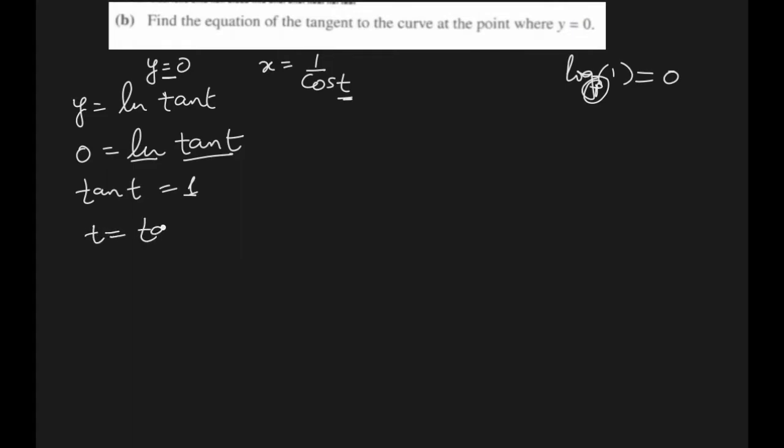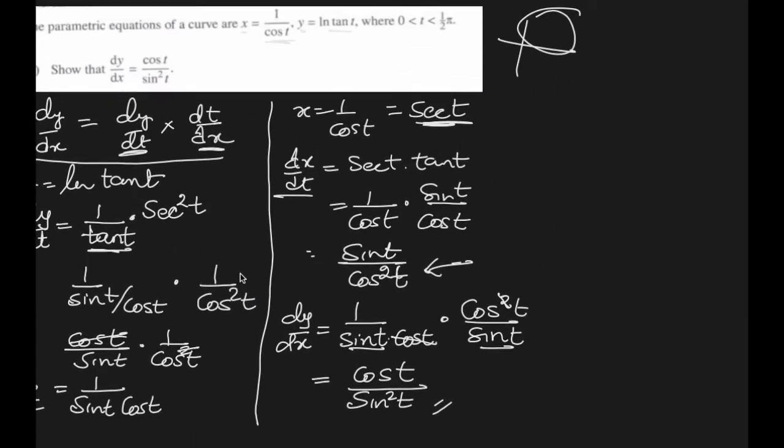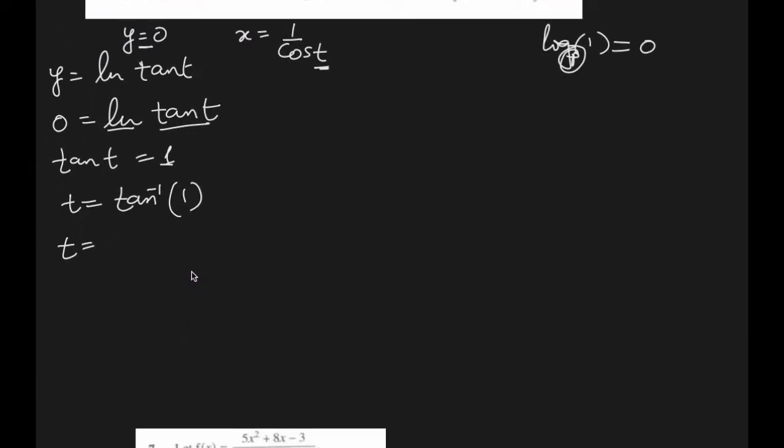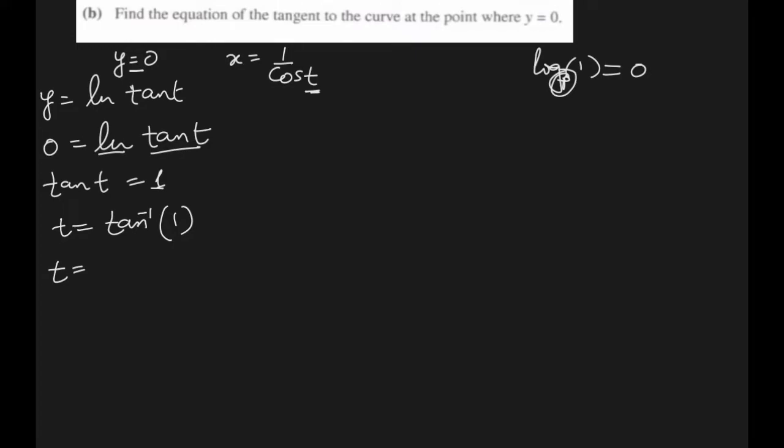So t is equal to tan inverse 1, and since they have already given us the domain for t, let's see, what was it? It was between 0 and pi by 2, first quadrant only, and tan is 1 for only one value, that is pi by 4 in the first quadrant. Okay, so got it. Let's find x with the help of this one. So x equal to 1 over cos pi by 4.